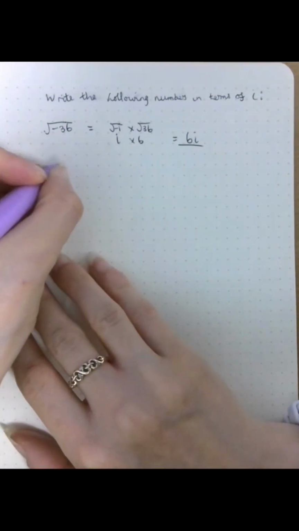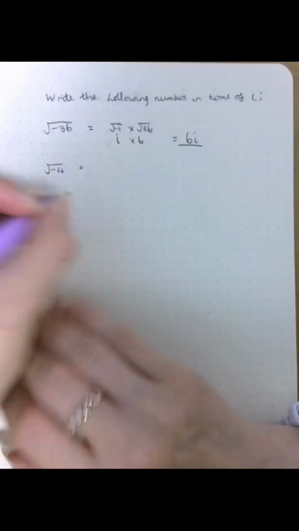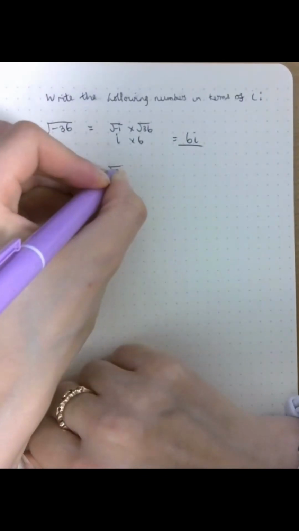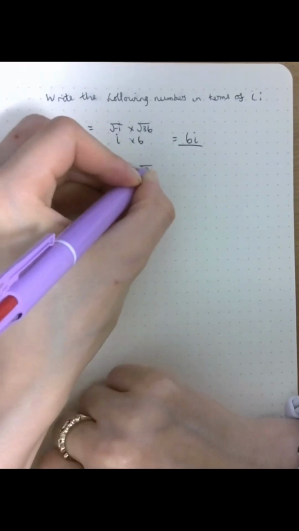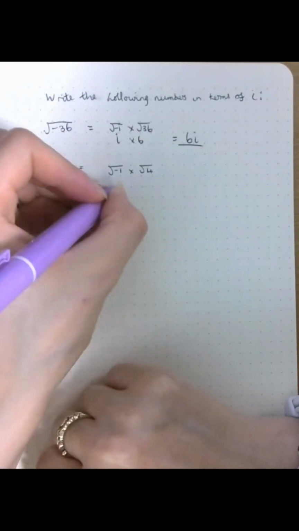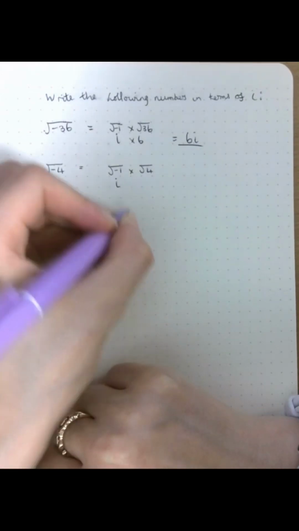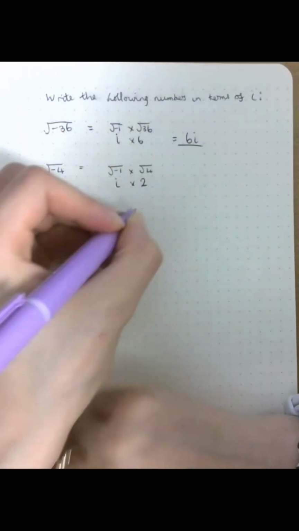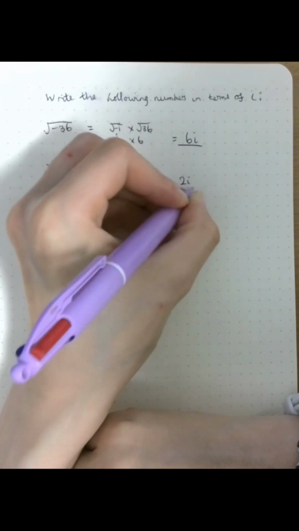Then the square root of -4, same again, we can split that into the square root of -1 multiplied by the square root of 4. Square root of -1 we can rewrite as i, and the square root of 4 becomes 2. So we get 2i.